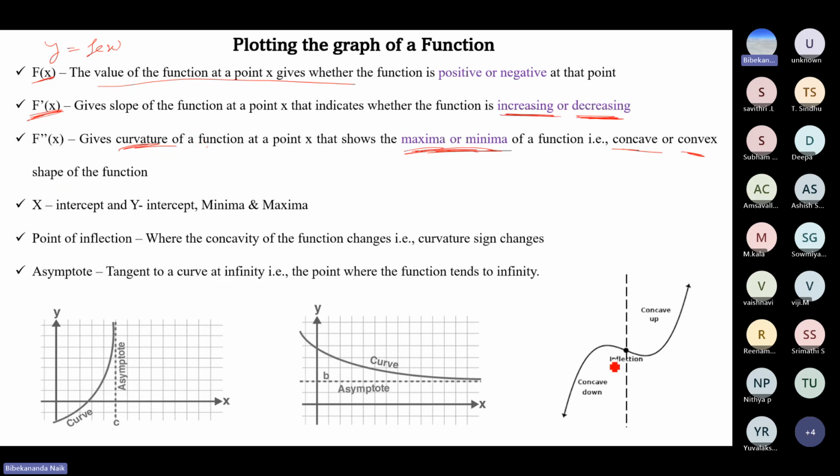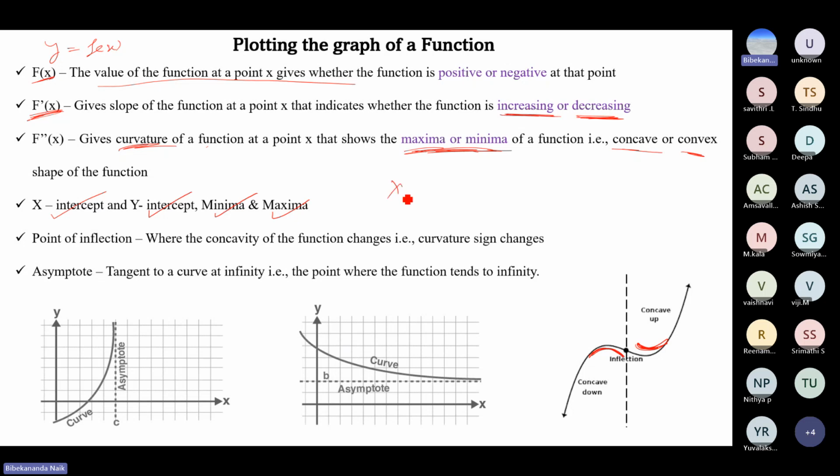Like here you can see, which shape is it? There are two shapes. We can say concave or convex, or in other words we can say concave down and concave up. So in order to find this nature of the graph, we need to find the double derivative of the graph. And then when we are plotting a graph, we need to first find the x-intercept and y-intercept, then minima, maxima.